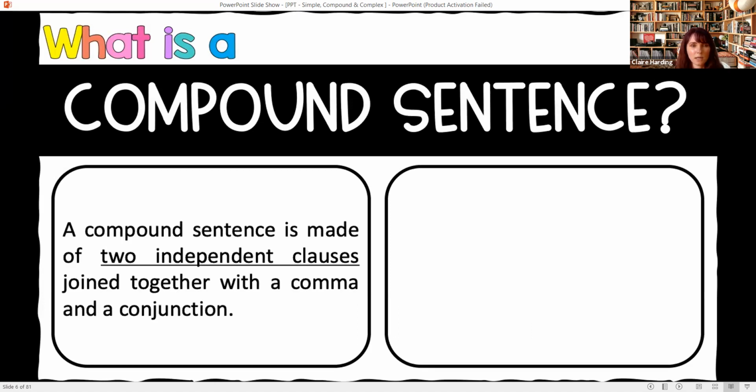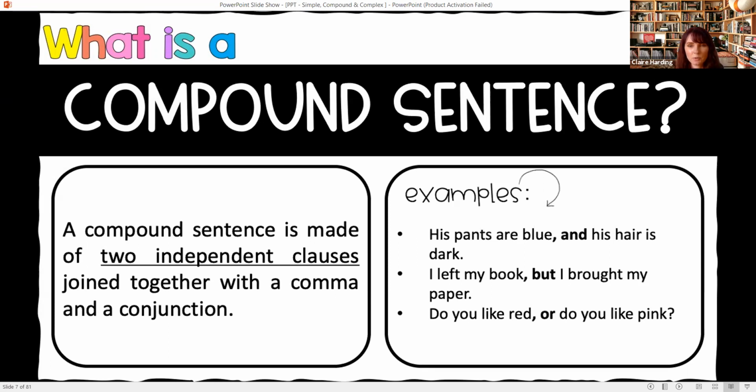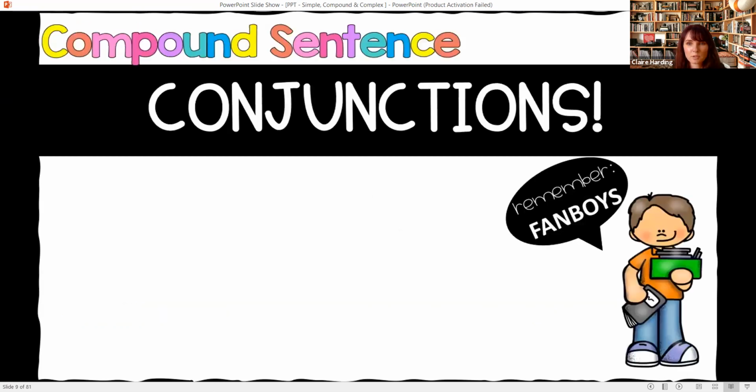A compound sentence is made of 2 independent clauses joined together with a comma and a conjunction. So some examples would be, his pants are blue and his hair is dark. I left my book, but I brought my paper. Do you like red or do you like pink? Now in these sentences, you'll notice that there's a comma and a conjunction, but not only that, there are 2 independent clauses. So remember, independent clauses are clauses that can stand alone and form a complete thought. So remember that.